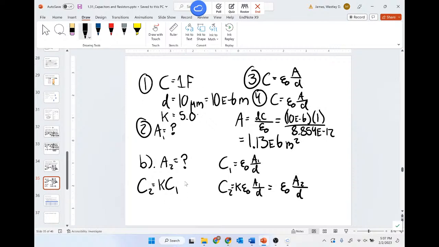C2 equals kappa times C1. We know that C2 is epsilon naught A2 over D. So everything cancels, and we get kappa area 1 equals area 2.